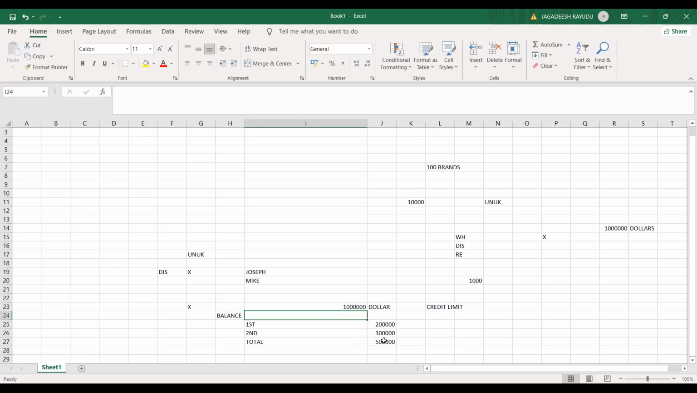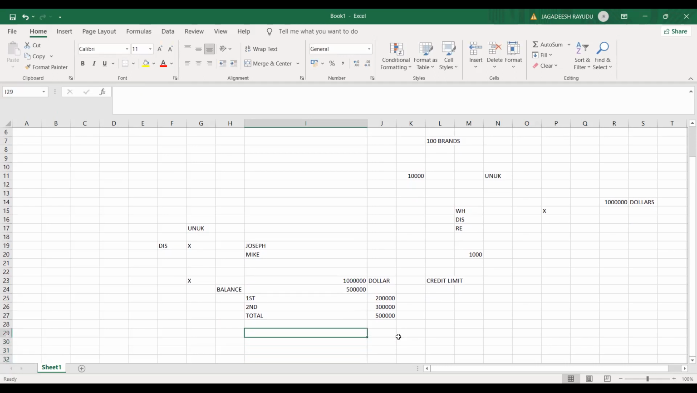He has not paid a single rupee back to my sales organization, so he can still utilize the balance. What is the utilized balance? My total credit limit minus the total. So he can use another 5 lakhs. Let's take an example: he raised one more, a third order, with 4 lakhs.